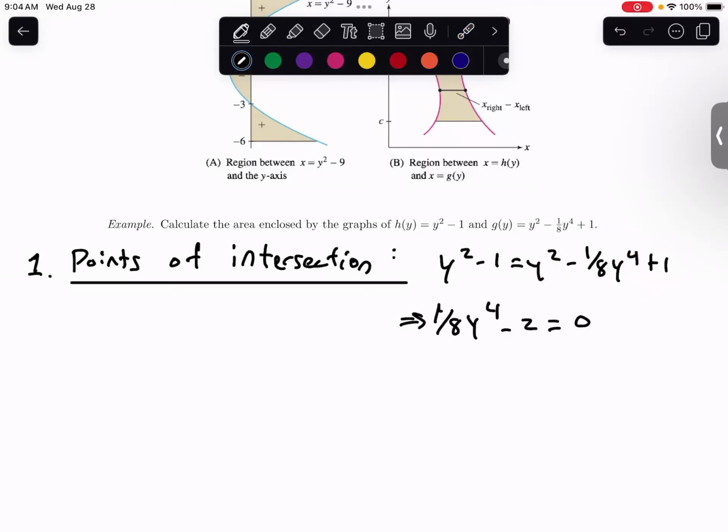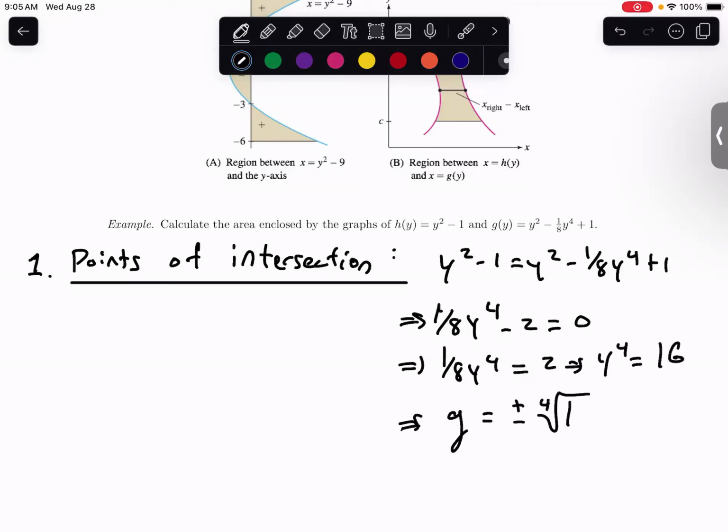I kind of actually did a little bit too much. I would actually recommend just keeping the 2 on the right-hand side here. This is really the same thing as having 1 over 8 times y to the 4th power is equal to 2. Now you can multiply both sides by 8. If you do this, you'll get y to the 4th power is equal to 16. And now you take the 4th root of both sides of this equation. If you take the 4th root of this, you'll end up finding that y is equal to plus or minus the 4th root of 16.